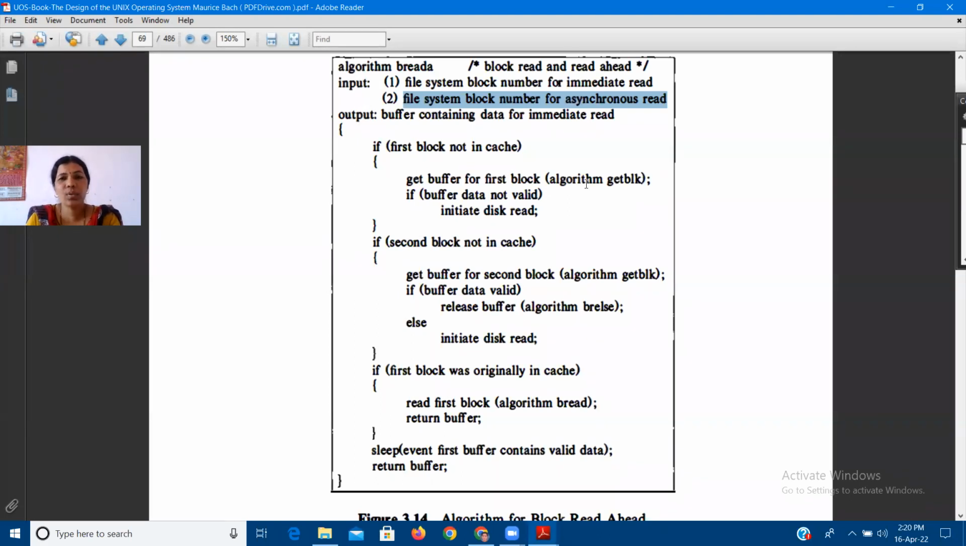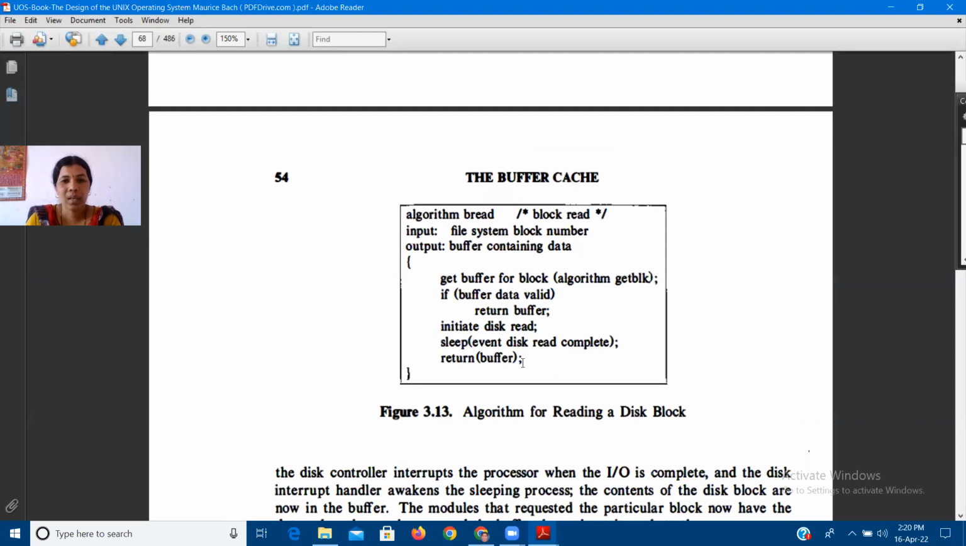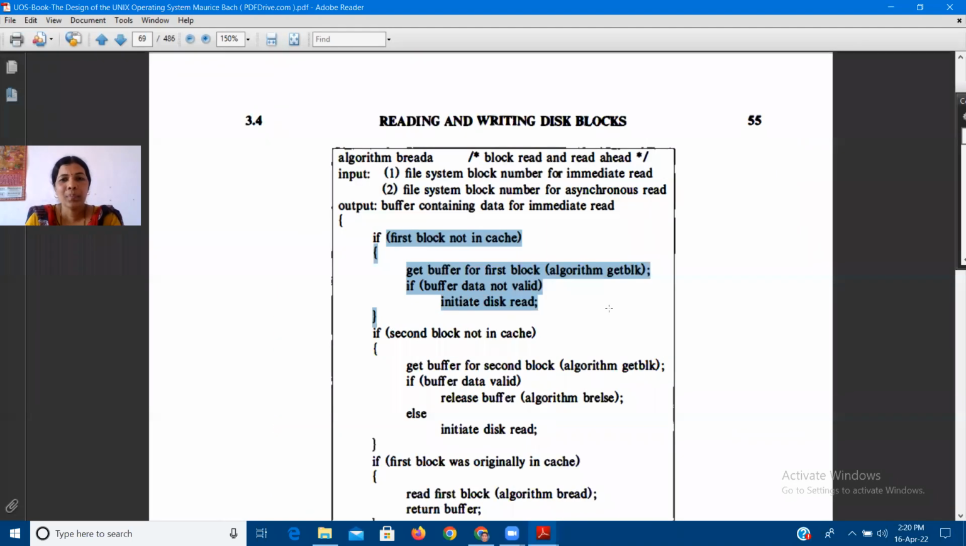If first block not in cache, पहिला ब्लॉक जर कॅश मध्ये नसेल तर काय करतोय आपण, get buffer for first block. So we have to start reading. So we have to get the buffer. If buffer data not valid, initiate disk read. हा जर तुम्ही लूप बघितला तर this loop is almost similar to B Read algorithm, जो आता आपण डिस्कस केला. काय करणार आहोत आपण, गेट ब्लॉक न बफर फ्री बफर घेणार आहोत आणि फ्री बफर घेऊन त्याचे कंटेंट्स चेक करणार आहोत. कंटेंट्स जर व्हॅलिड असतील तर रीडिंग करायची गरज नाही आणि कंटेंट्स जर इनव्हॅलिड असतील तर we have to do the reading from disk to buffer, initiate disk read.